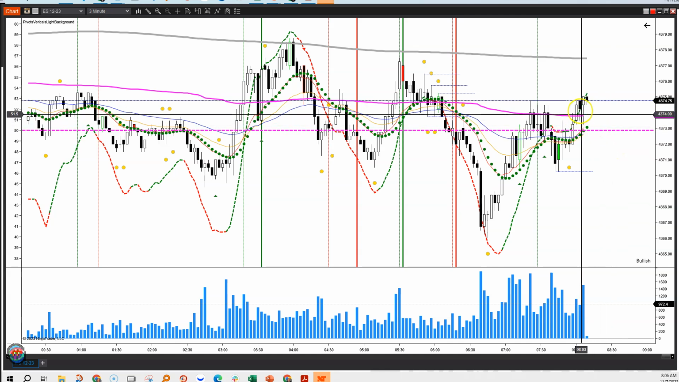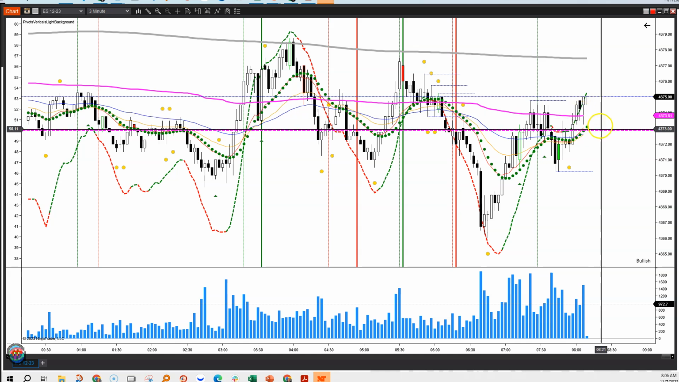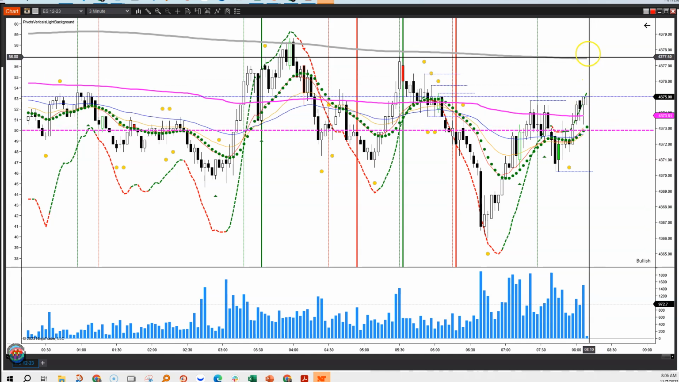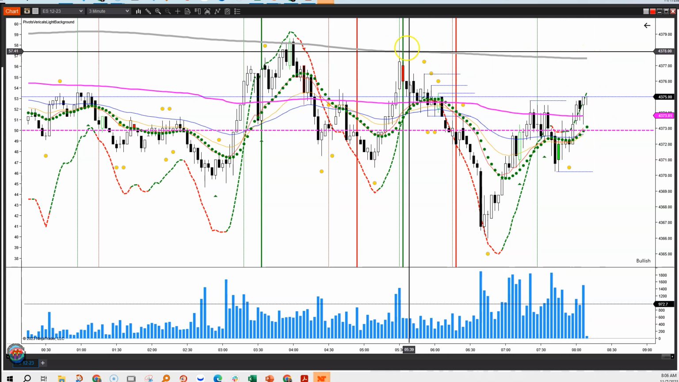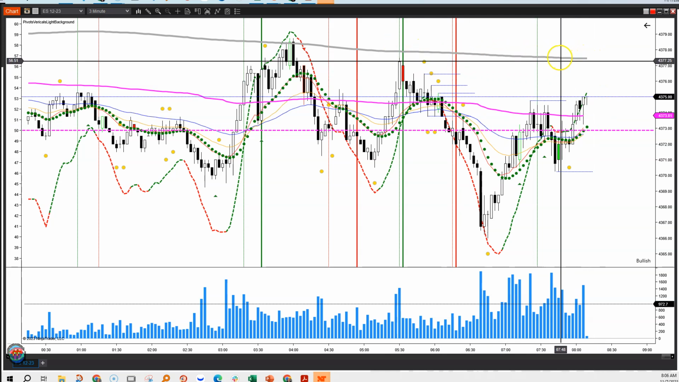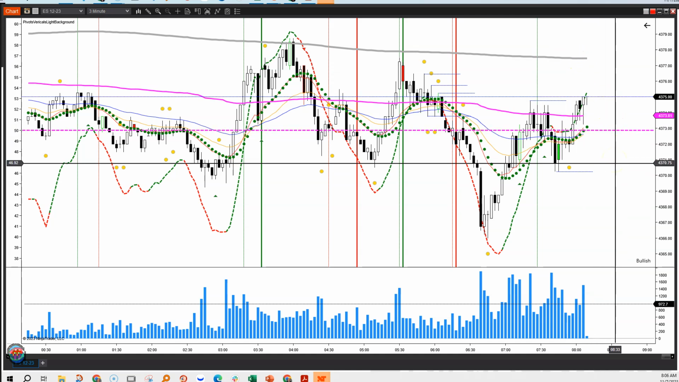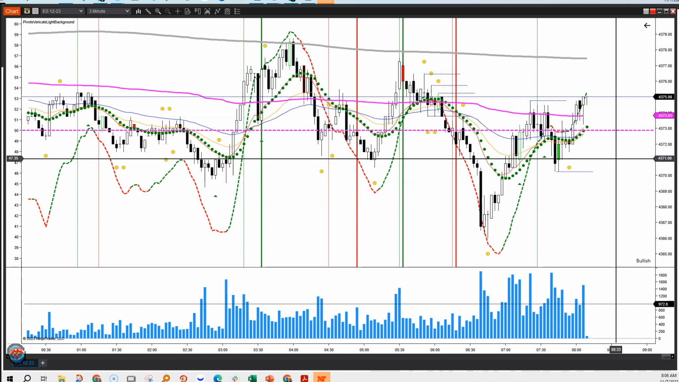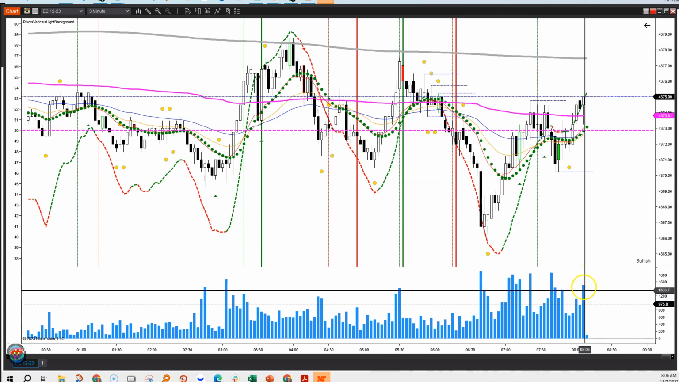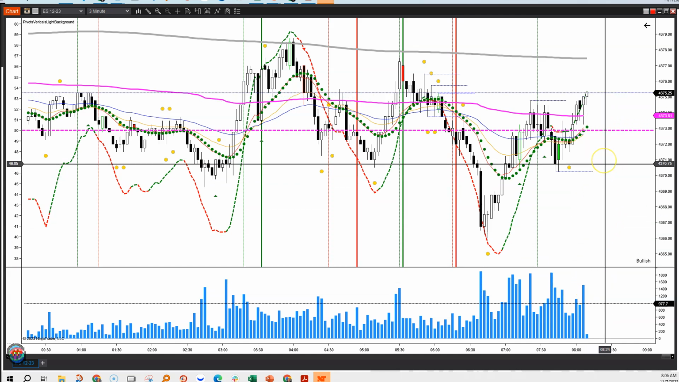And we're getting a good bit of distance above the VWAP. And here's our 5-day moving average right here. This is the 5-day moving average. Strong volume, moving up.